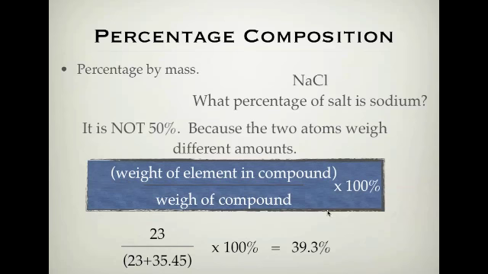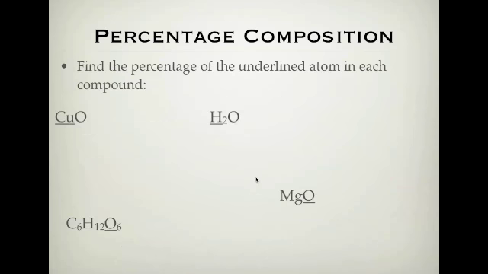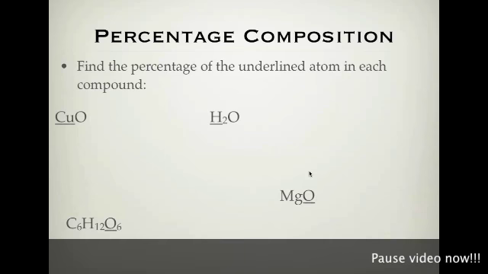Some more examples coming up, and what I might do is leave it to you and get you to pause for 2 seconds, and you can try and work out what the percentage of these underlined elements are in these compounds. So what's the percentage of copper in copper oxide here? What's the percentage of hydrogen in water here? What's the percentage of oxygen in glucose? And what is the percentage of oxygen in magnesium oxide? So pause it now and then have a go at these, restart it and see how you go.